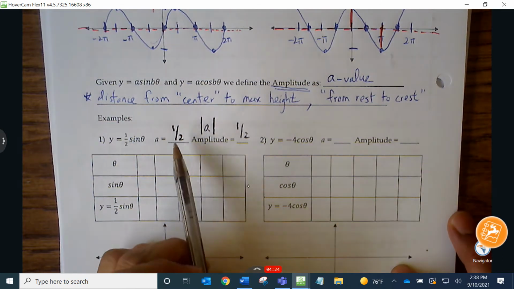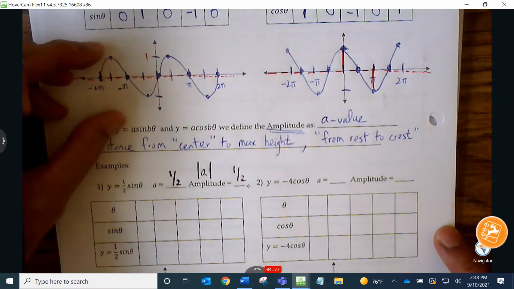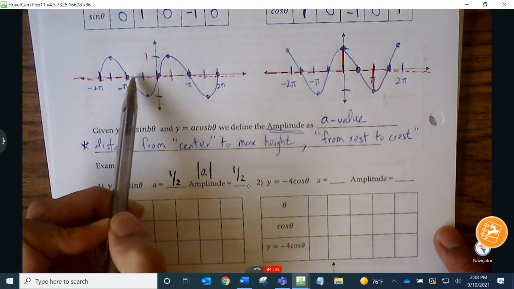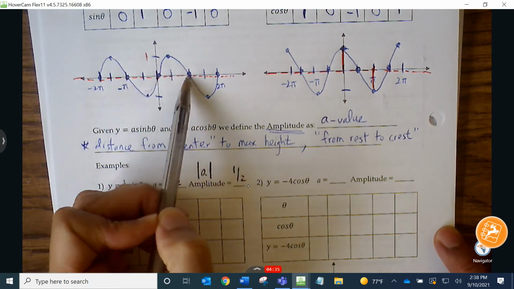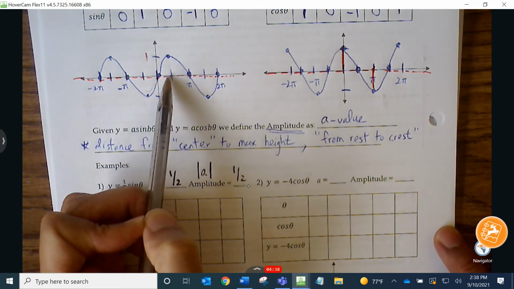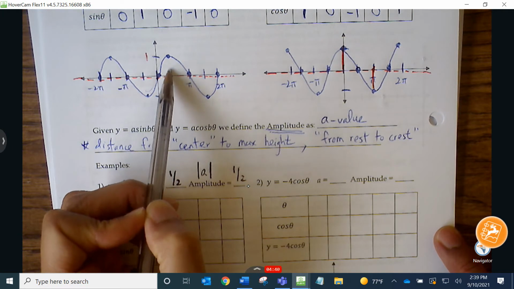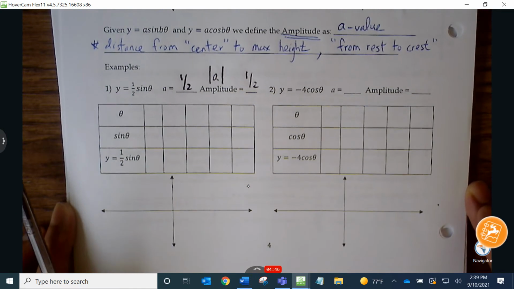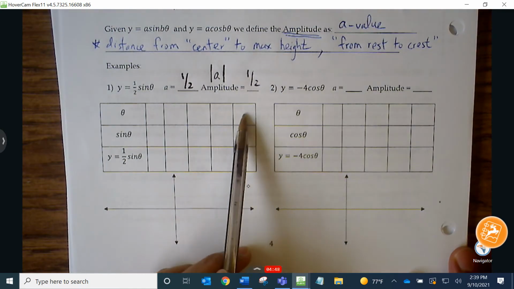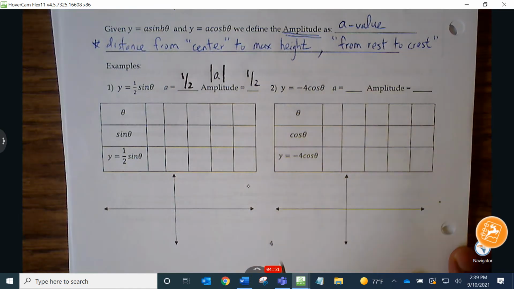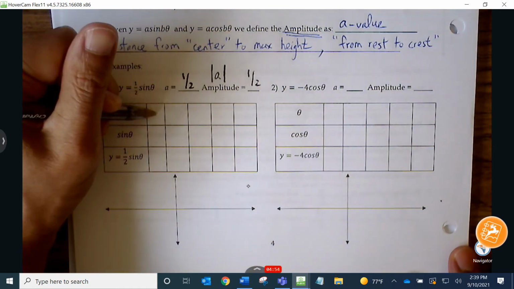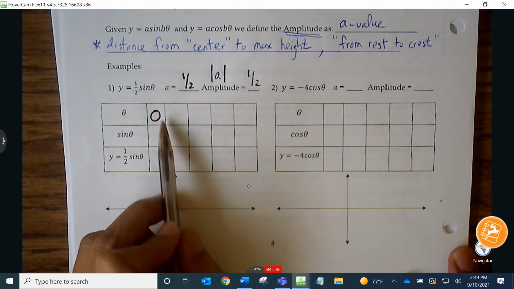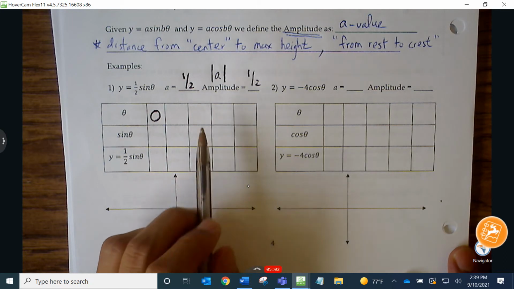So really, the only thing that's going to happen with this a equals 1/2 is that the height of our graph is not going to be as high or as low. So that tells us if a is 1/2, that means the max distance from our center to the maximum height will only be 1/2 instead of 1. So that's what we're going to experience as we sketch our graph. Now, we're just going to copy down our theta and sine theta from the top of the page. Just getting used to the subintervals. Basically, we're just creating these ordered pairs from our quadrant values.